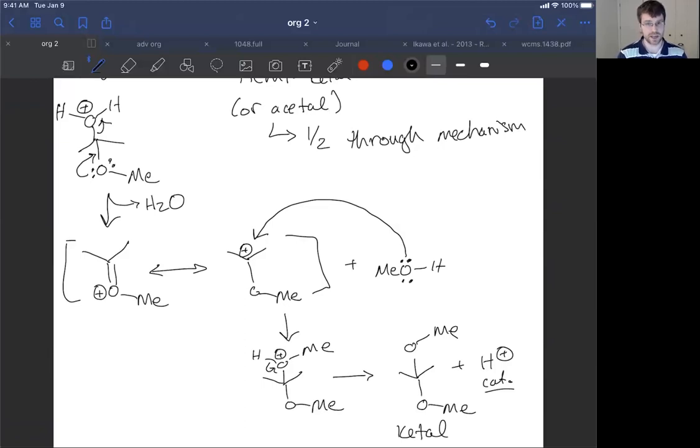Okay, but it's still a catalyst. It's decreasing the barrier for the reaction by making a positively charged carbon that's more reactive with the methanol, and it's regenerated, so we don't need to add a stoichiometric amount of it. Okay, so there's the mechanism for formation of the ketal.